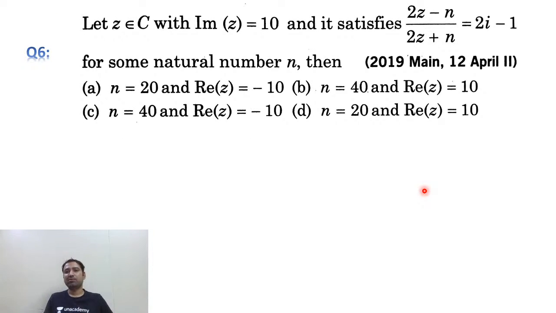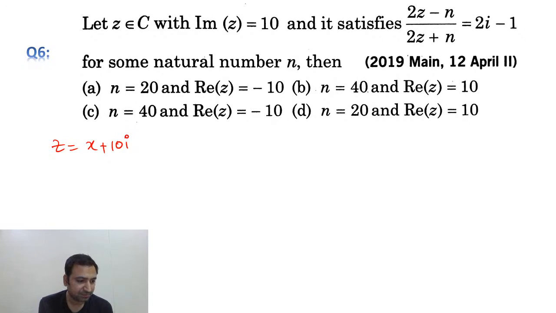So guys, we completed the 2020 January questions and the 2020 September questions. Now let's do the 2019 questions. So this is the first question we have. The imaginary part of z is given as 10, guys. If the imaginary part is given as 10, so can I take z equals x plus 10i? Can I write it like this?